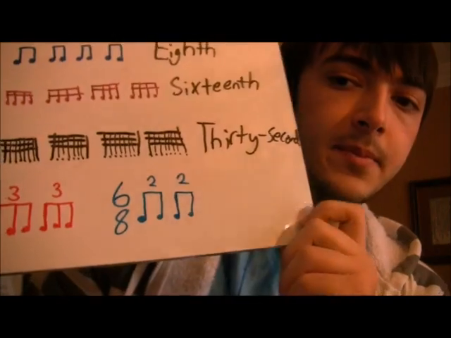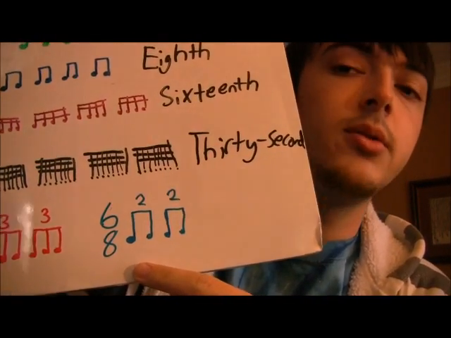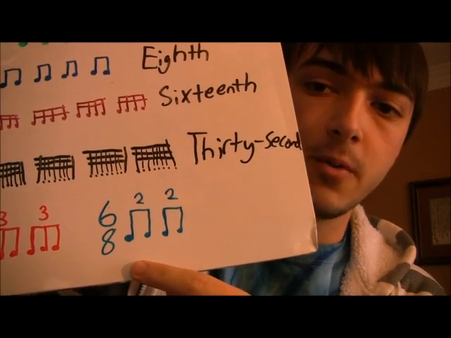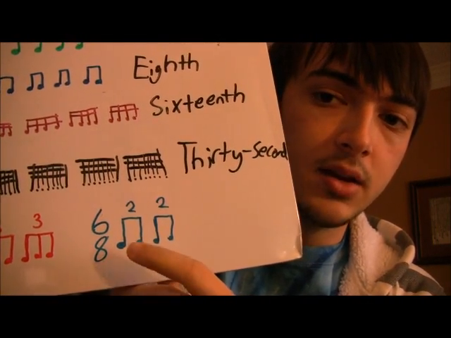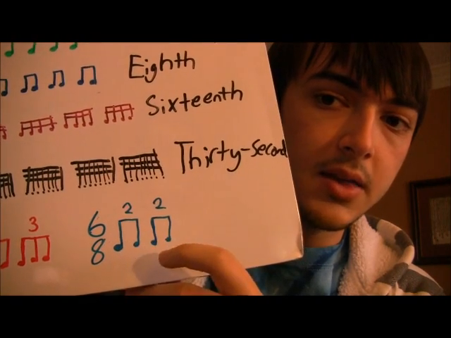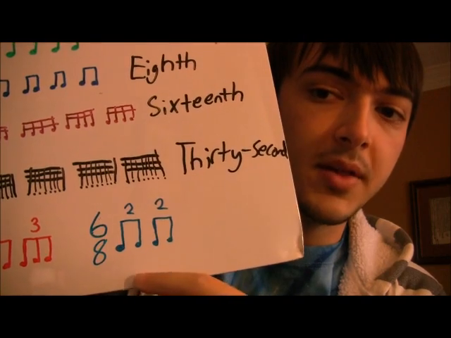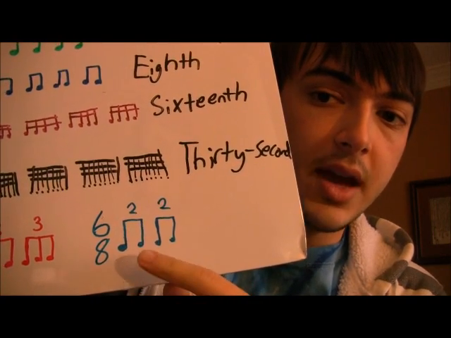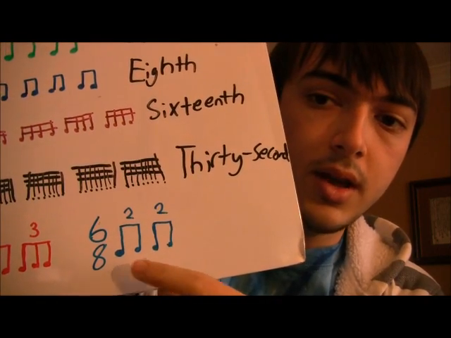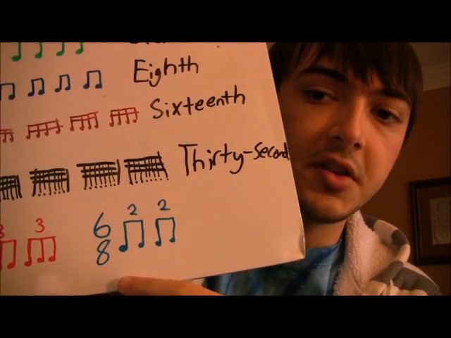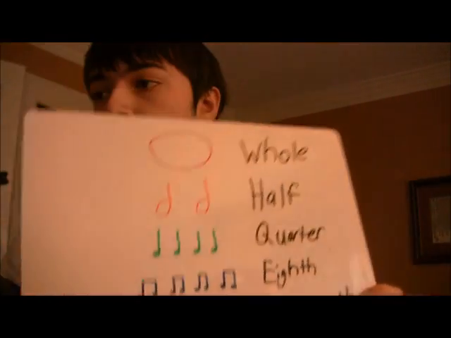Now 6/8 time naturally has that triplet feel. In 6/8 time you count 1, 2, 3, 4, 5, 6. 1, 2, 3, 4, 5, 6. And sometimes in 6/8 time you'll see eighth notes, and they take up 2 even beats, just like 2/4 time. But that's not natural rhythm, so you have to note that with a 2. So you get 1 and 2 and 1 and 2 and, when naturally 6/8 time feels like 1, 2, 3, 4, 5, 6.